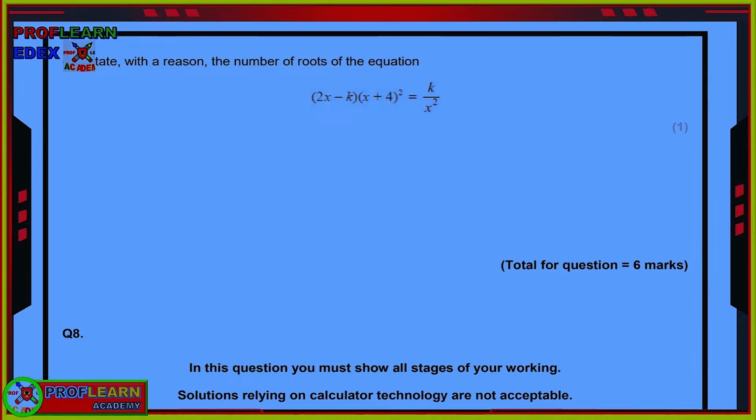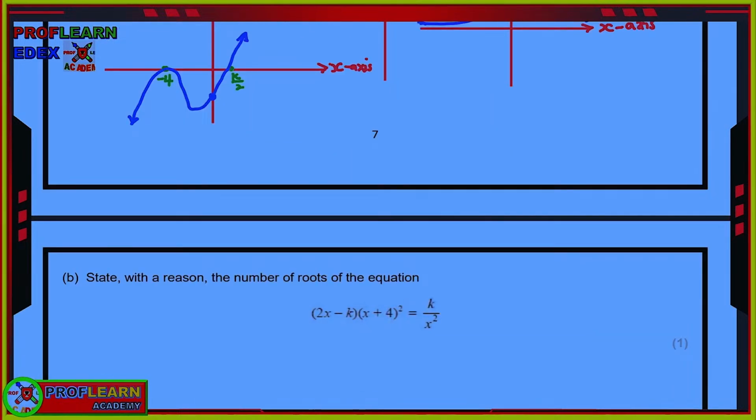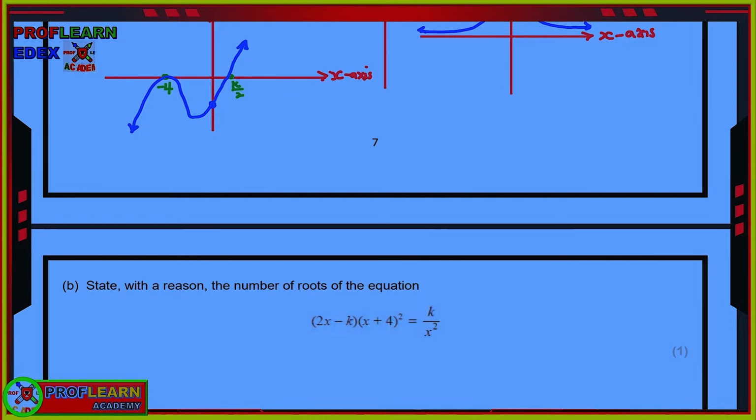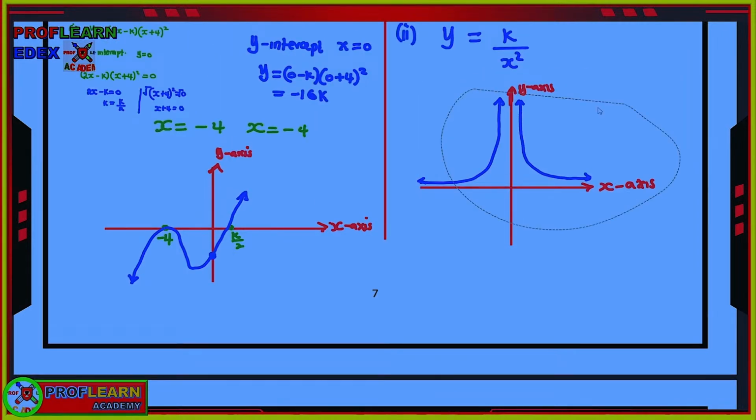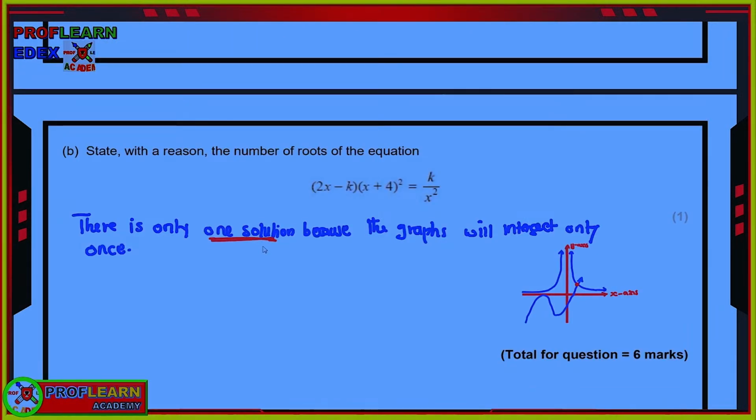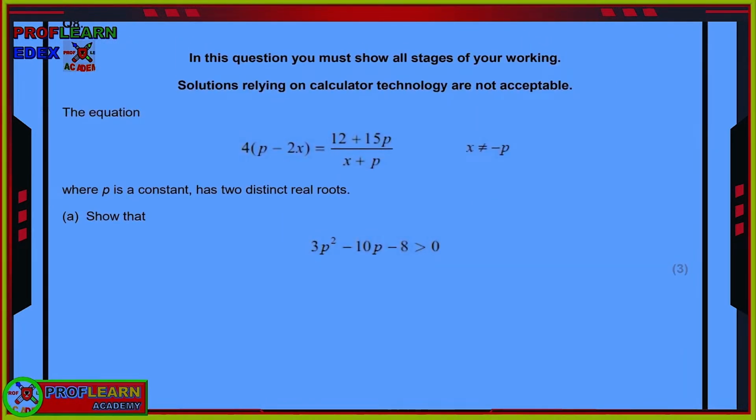How many roots do we have here? Remember, the expressions that have been equated are the equations that we have sketched. So it means we are going to have only one root, because the two graphs are going to intersect only once. If you draw those two graphs on the same axes, you see they are going to intersect at only one point. So meaning there is only one solution. There is only one root.